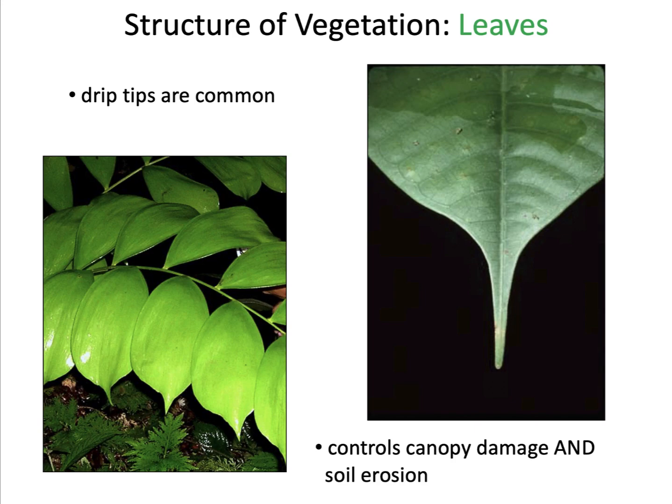But scientists have also discovered that these drip tips control canopy damage and soil erosion by quickly getting the water funneled to the ground in a very organized drip method. It prevents that soil from being eroded very quickly. So pretty interesting that we've discovered that drip tips protect the trees in unexpected ways.